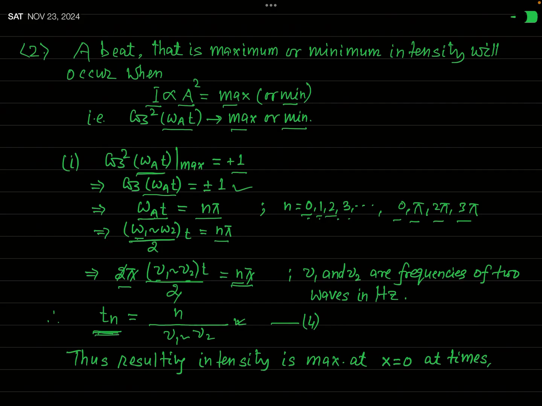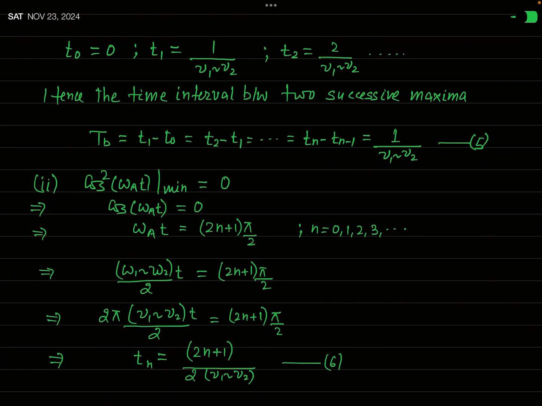So from this general result, you can now find all those times at which intensity will be maximum at the position x equal to 0. Remember, I have considered the position fixed, and that fixed position is x equal to 0. Now you can easily find these by taking different values of n. Let us first put n equal to 0. The time t0 when maxima will occur is equal to 0. Then n equal to 1, the time will be t1 and that will be 1 over (nu1 minus nu2). For n equal to 2, the time will be t2 and that will be 2 over (nu1 minus nu2).